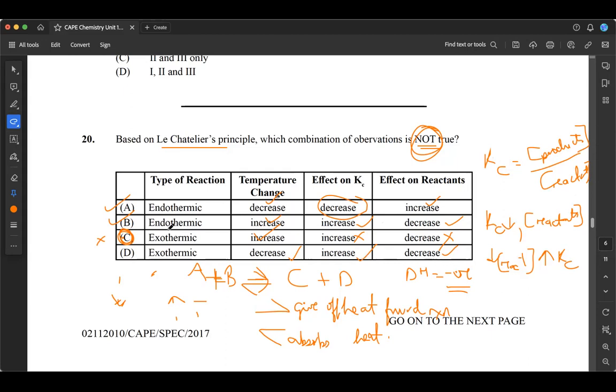We would see this, but what we wouldn't see is C. And that's what they asked. They said, what observation would not be true? And that's C. So you just have to really make sure that you understand Le Chatelier's and that you understand what's going on in an exothermic reaction versus an endothermic reaction, okay?